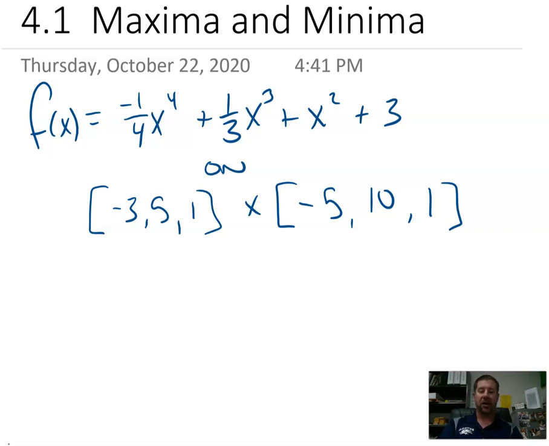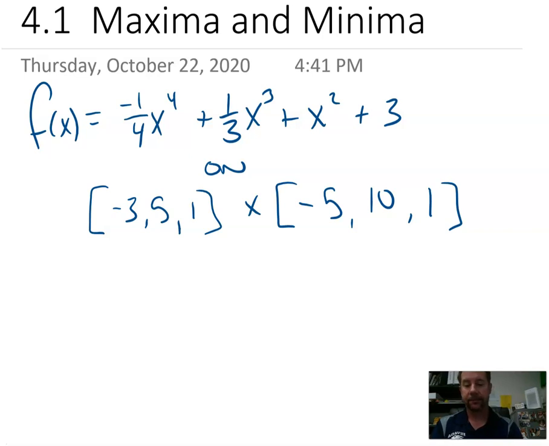We are going to look at this function here: f of x equals negative 1/4 x to the fourth plus 1/3 x cubed plus x squared plus 3. And we're going to graph it on our calculators on the interval below. Again, remember that this means your x min, x max, your y min, your y max. Those last ones are the scale in your calculator.